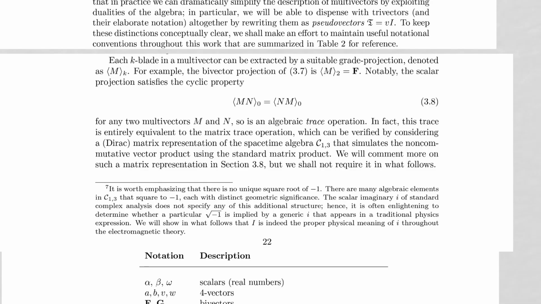So the last time we left off with this paragraph where they talked about the algebraic trace operation, which is really collecting the scalar parts of multivector products. This algebraic trace was, I think, the last place we stopped. And then they mentioned the Dirac matrix representation, which they'll talk about again in section 3.8.